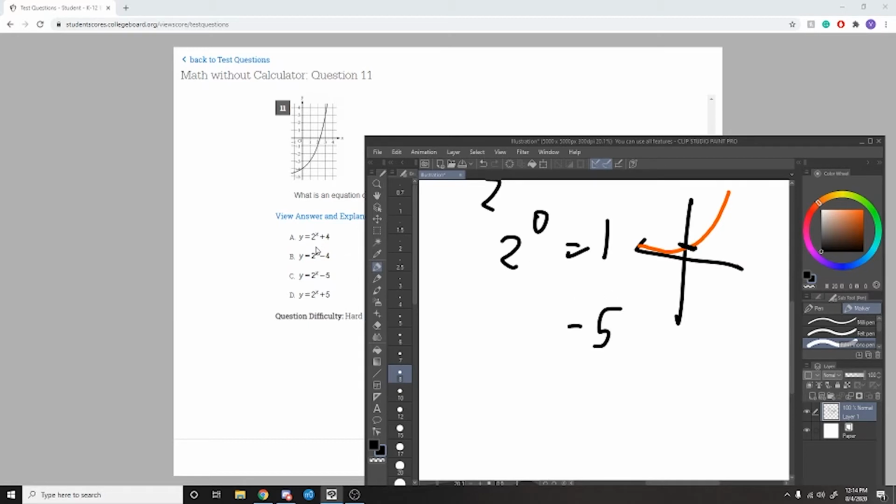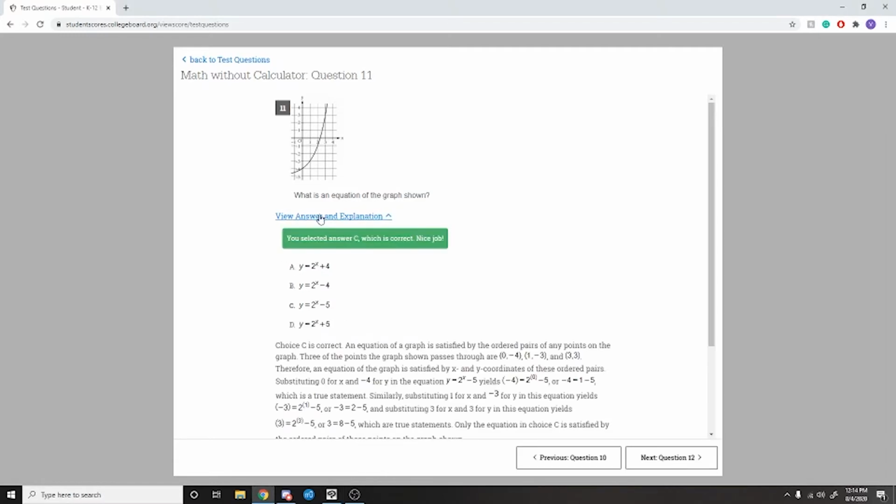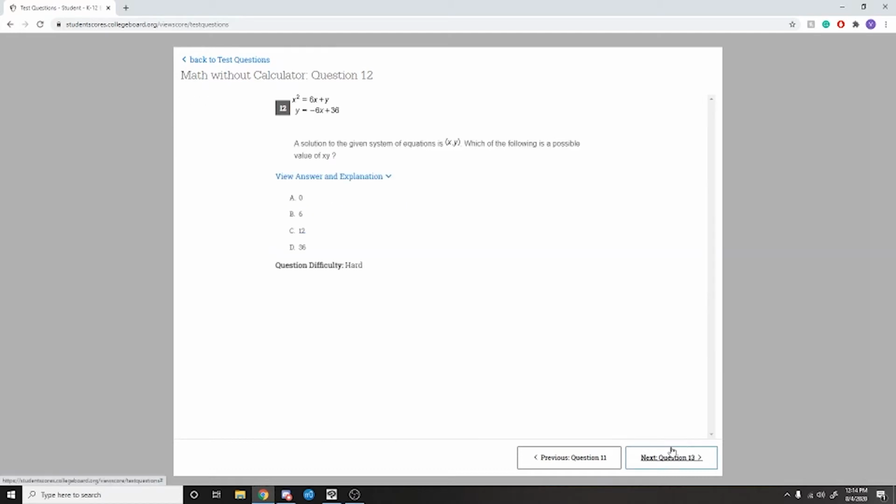And you see all of them is 2 to the x, so it doesn't really matter. It's 2 to the x, plug it right there. 2 to the x minus 5, that's C. Let's see. Yep, answer C. Next question.